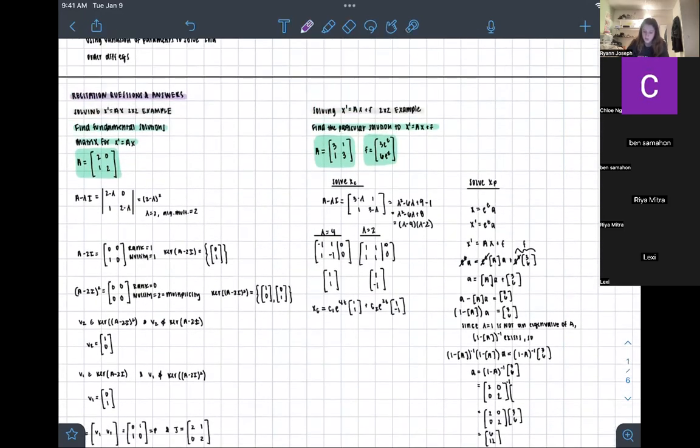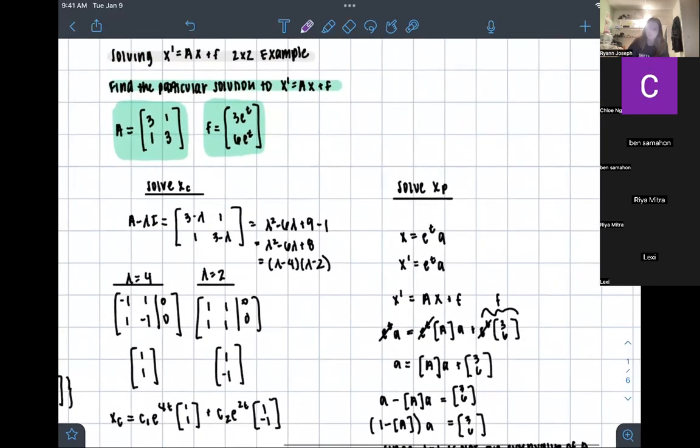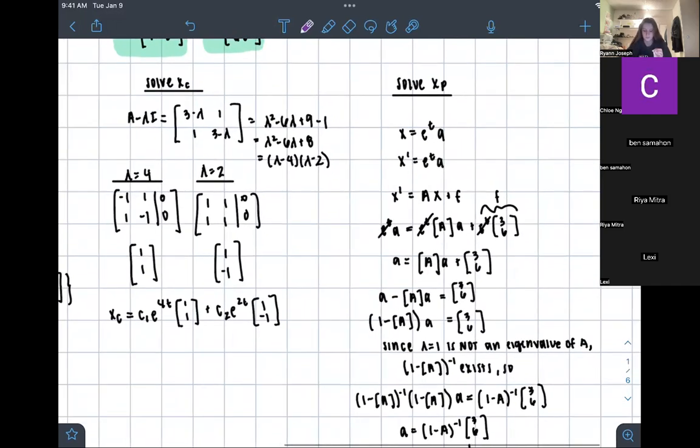Now going over x prime equals Ax plus f. So we're given this equation. We need to solve for the general solution because we know that the general solution is the sum of the homogeneous and particular solutions. This theme never goes away. With systems or not systems, you always need to add the homogeneous with the particular to get the general solution.